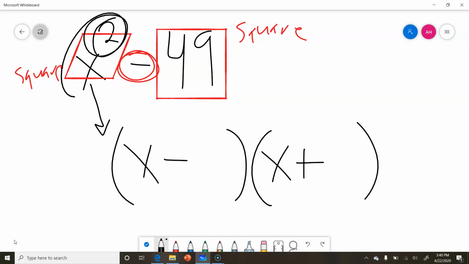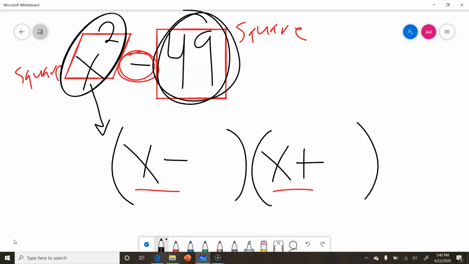I take the square root of x squared, which is x, and then I put a minus sign. So right here, x minus, x plus. You can do it in any order. It doesn't matter. Then I look up here and say, what is the square root of 49? And the answer is 7. So my final answer looks like this: (x minus 7)(x plus 7). That is the difference of squares. Not super hard at this point. It's going to get a little harder, though.